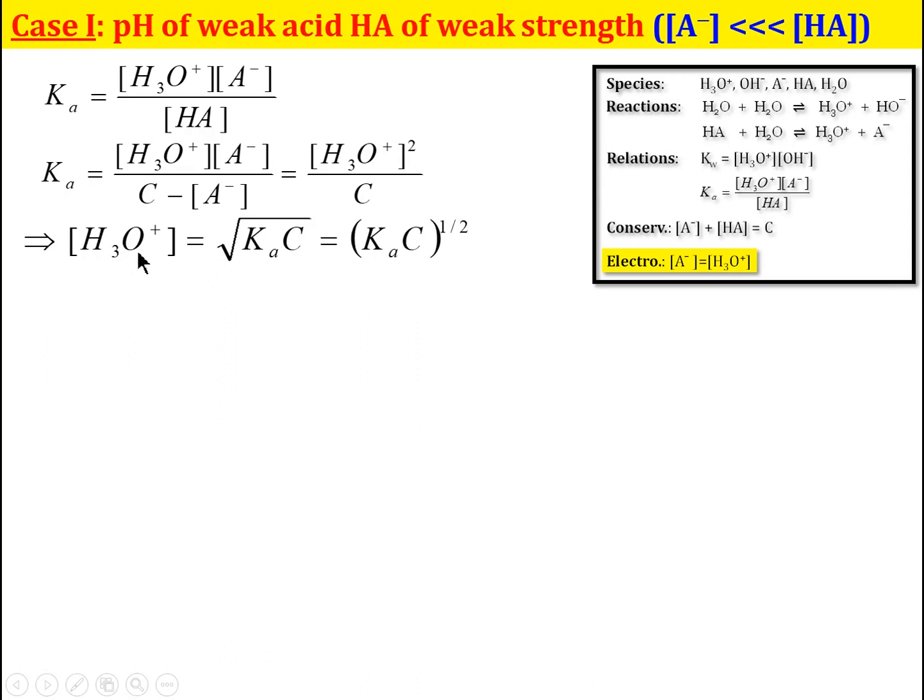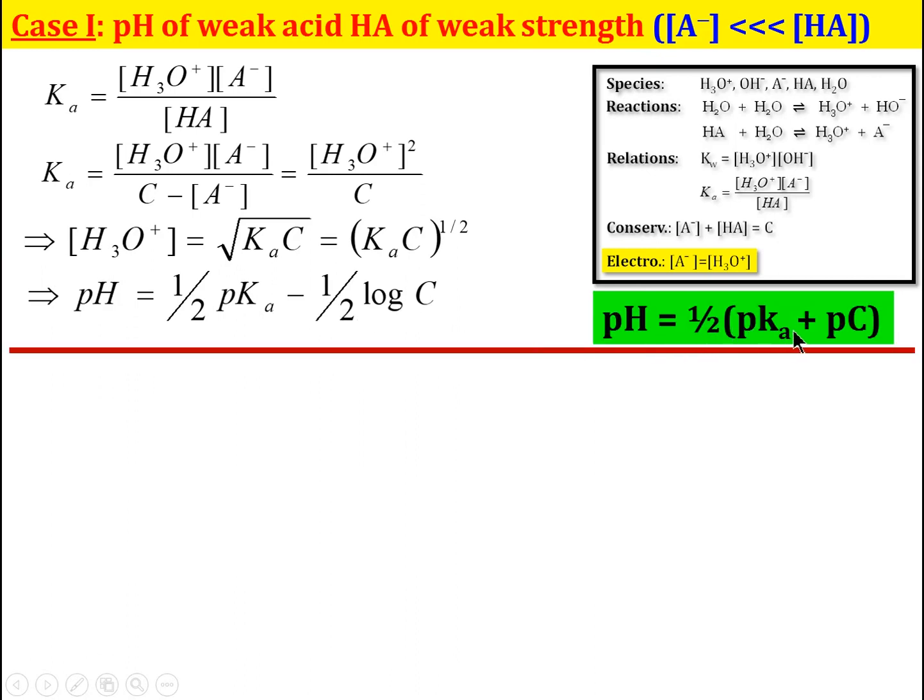Log H3O+ equals half log Ka plus half log C. So minus log H3O+ equals minus half log Ka minus half log C. Therefore, pH equals half pKa minus half log C, and pH equals half pKa plus half pC. This is the relation obtained for pH when we suppose that the acid is weak and of weak strength.